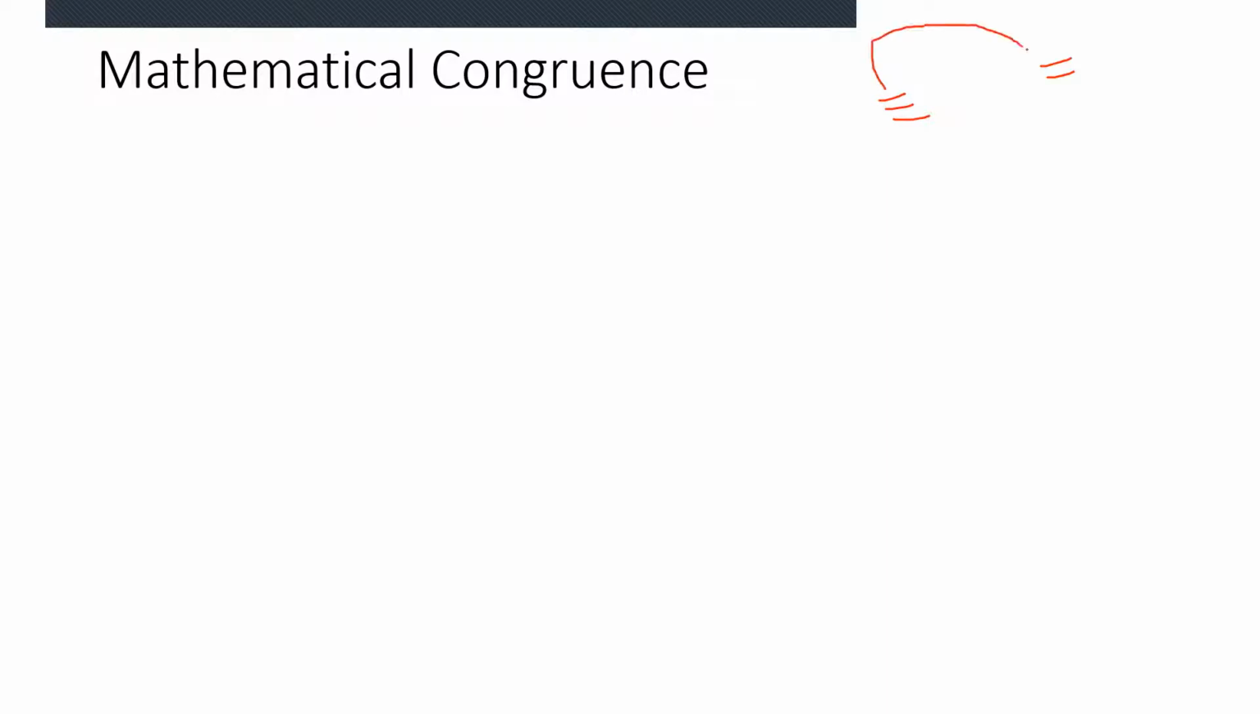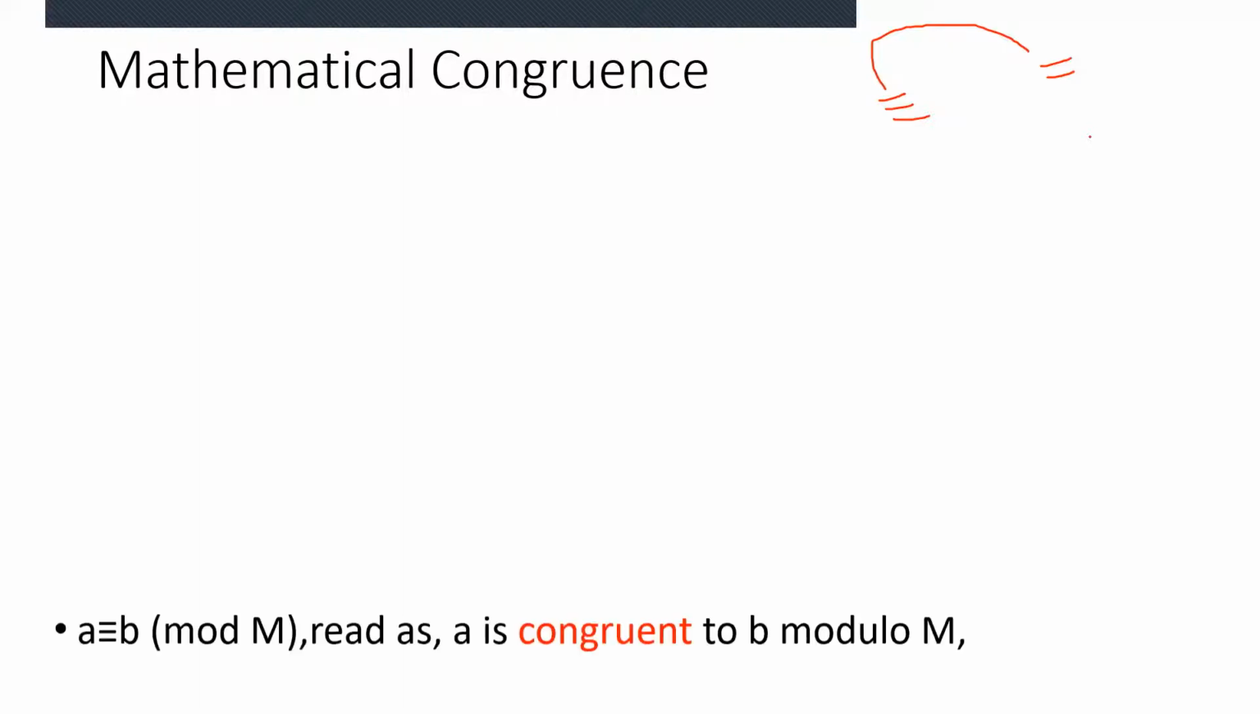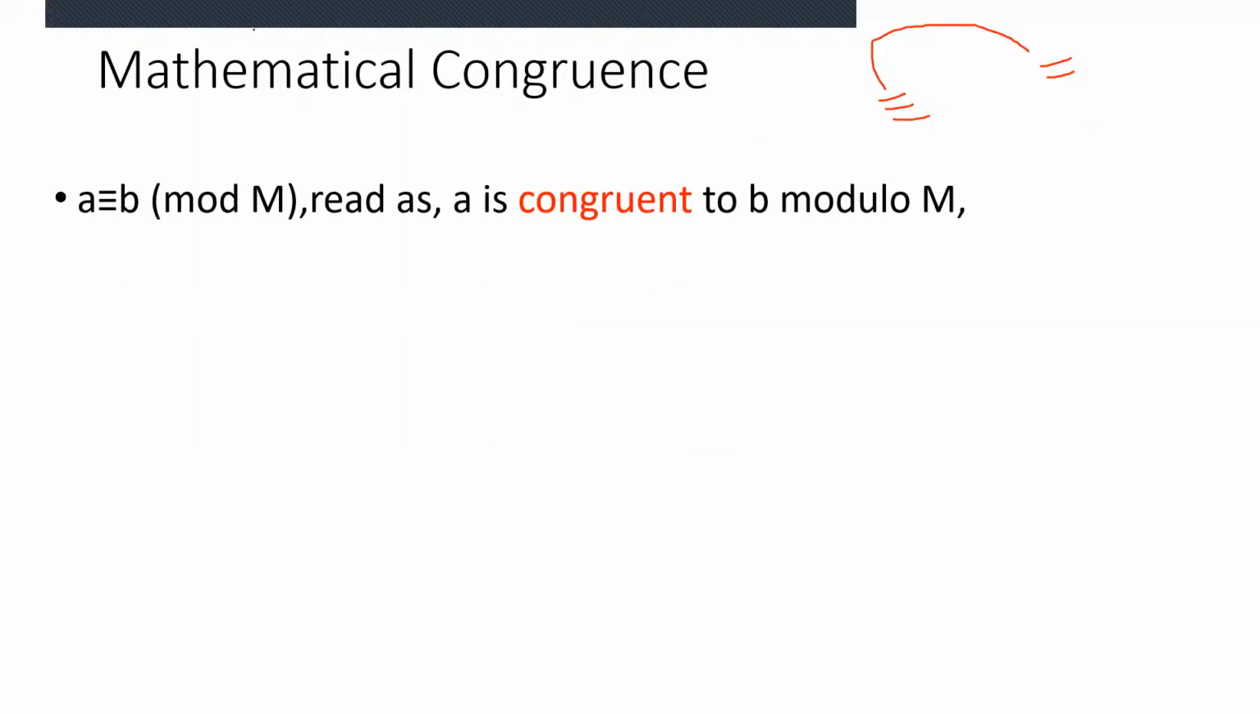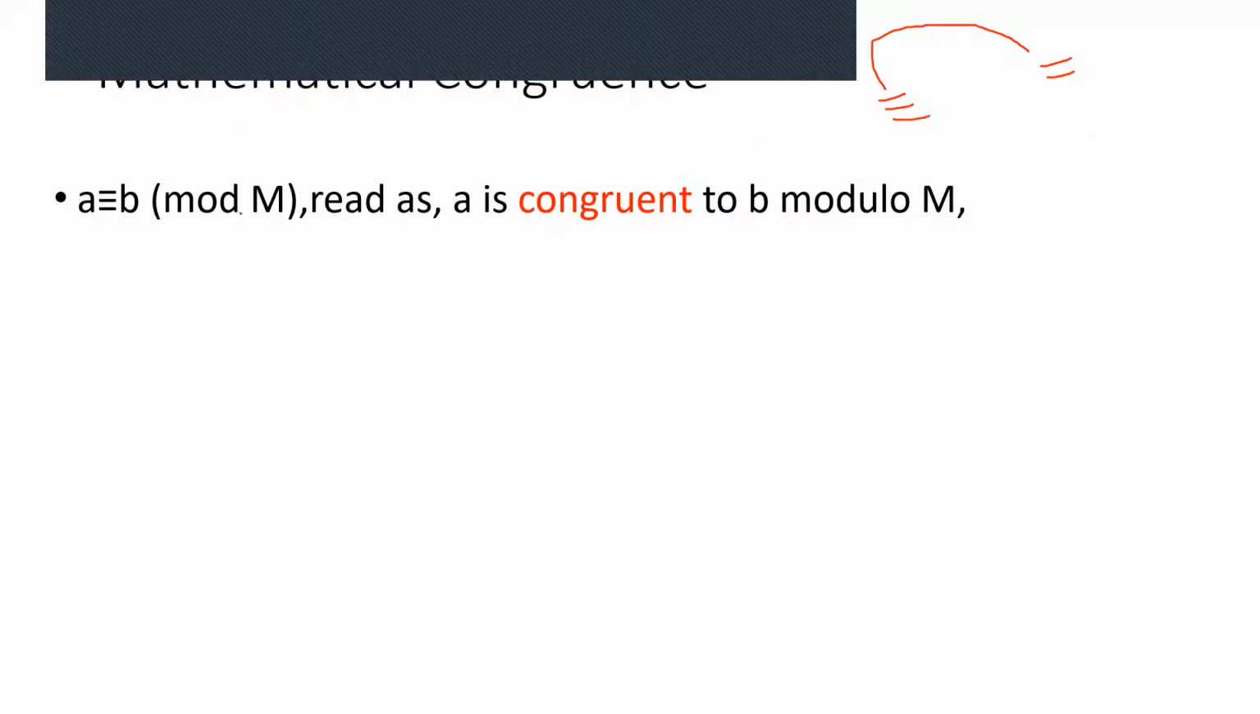There is some difference between the congruent symbol and the equal to symbol, but we can replace a congruent symbol with an equal to symbol if some condition is satisfied. We'll see what that is. If you are saying A is congruent to B mod M, how to read this? A is congruent to B mod M.